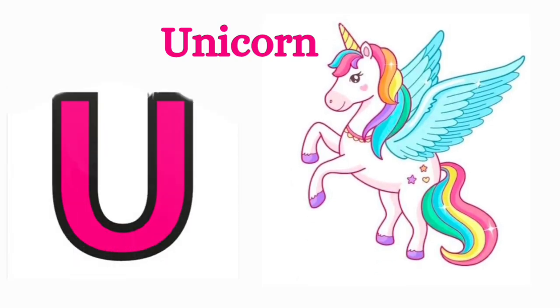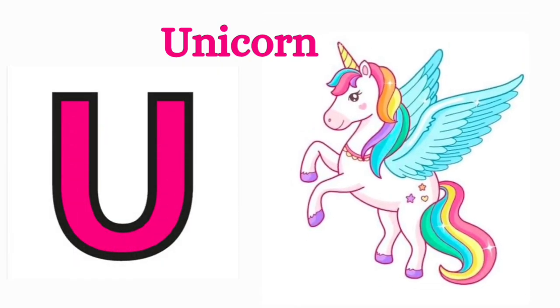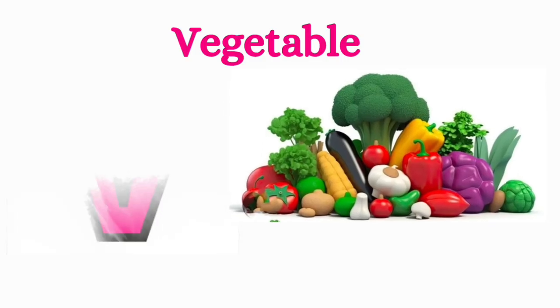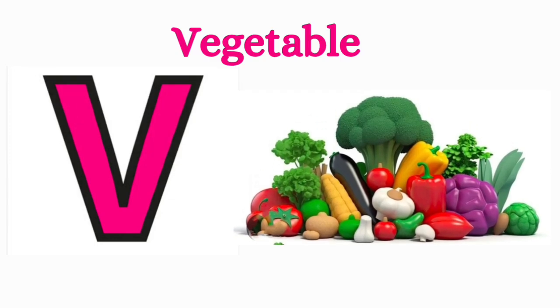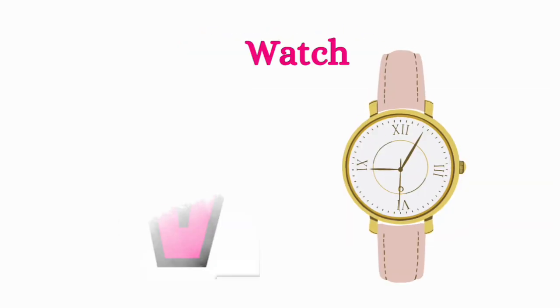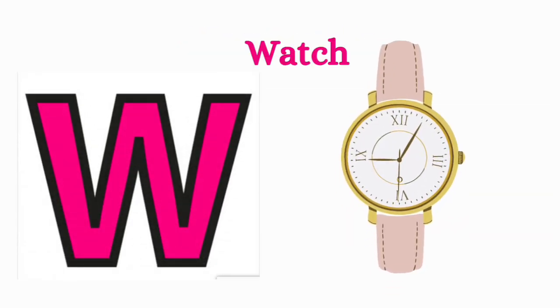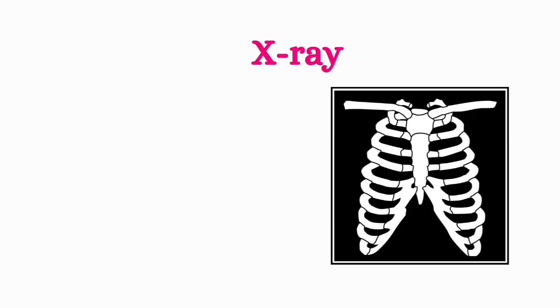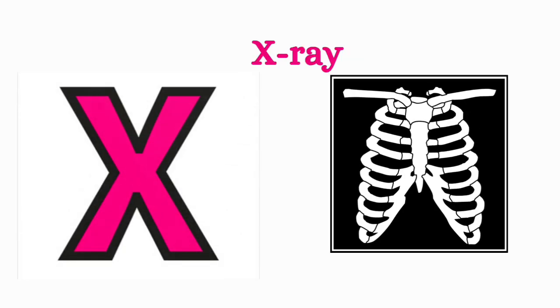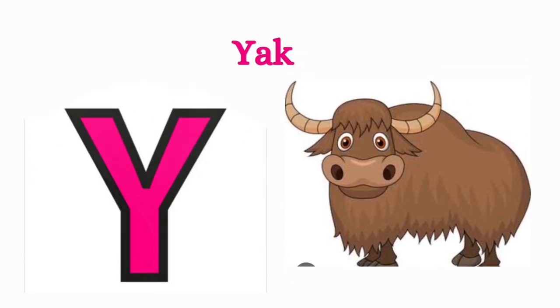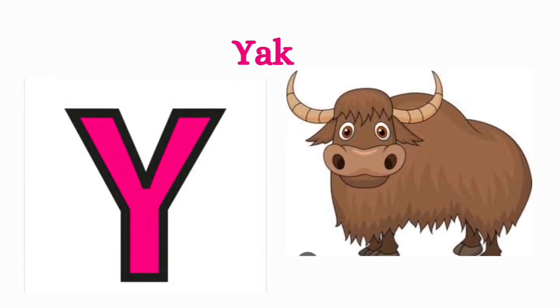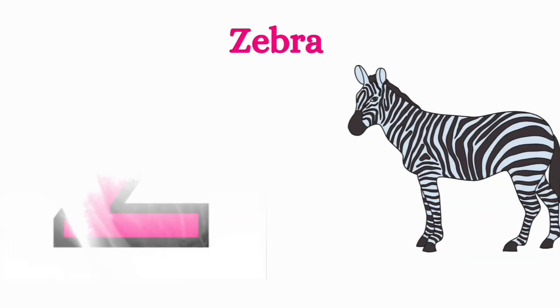U for unicorn. V for vegetable. W for watch. X for X-ray. Y for yak. Z for zebra.